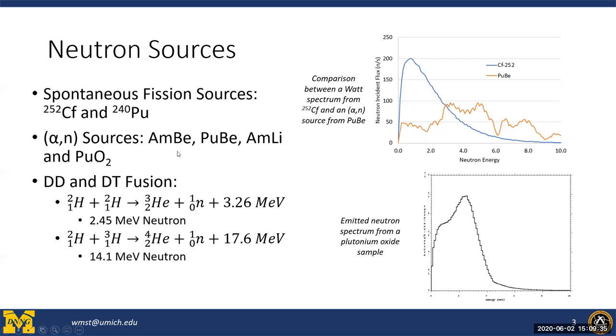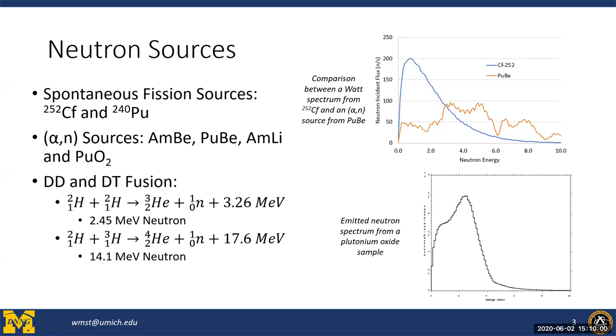These tend to give a higher energy spectra. Americium-lithium is another one, where this one tends to actually give a lower energy spectra, with an average, I believe, around 500 keV neutron that's given off. In the top right plot here, you can see a comparison between spectra of a californium-252 source and an alpha-n source such as a plutonium-beryllium source.